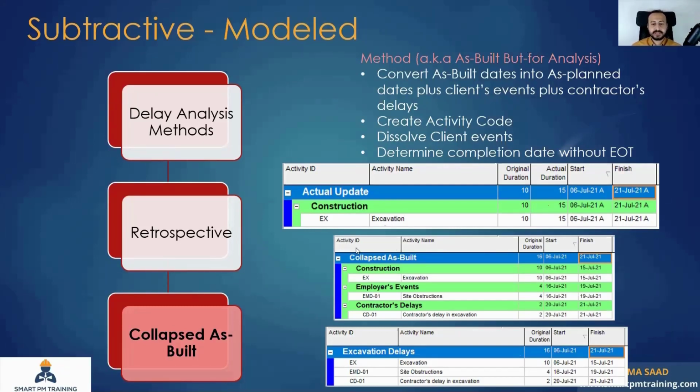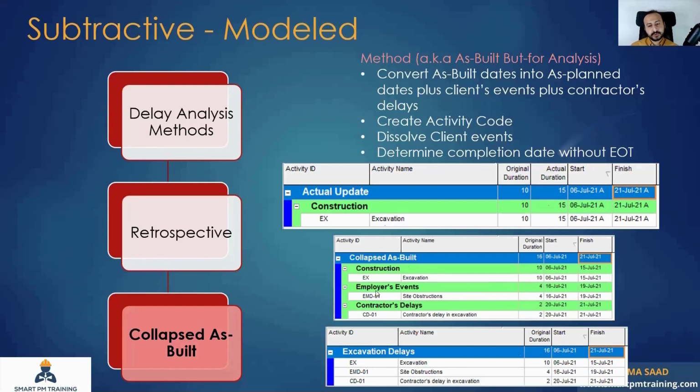So I have to create a new program, an avatar, a new program, but without any actuals. So I named this program here collapsed as-built, the same activity, excavation. I have the start date. I have to maintain the logic. So I want to make sure that it starts on the actual start date, but without an actual. And I have 10 days here of duration.